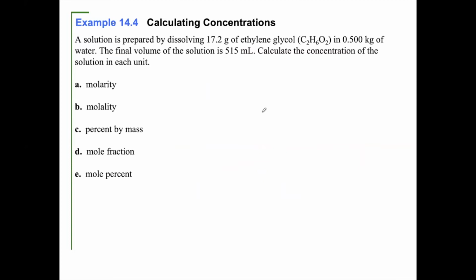Okay. A solution is prepared by dissolving 17.2 grams of ethylene glycol in 0.5 kilograms of water. The final volume of the solution is 515 milliliters. Calculate the concentration of the solution in each unit. So we have to find the concentration in molarity, which is moles per liter. Molality. Molality is new. Molality is not molarity. They look different by only 1 letter, but they are actually very different things.